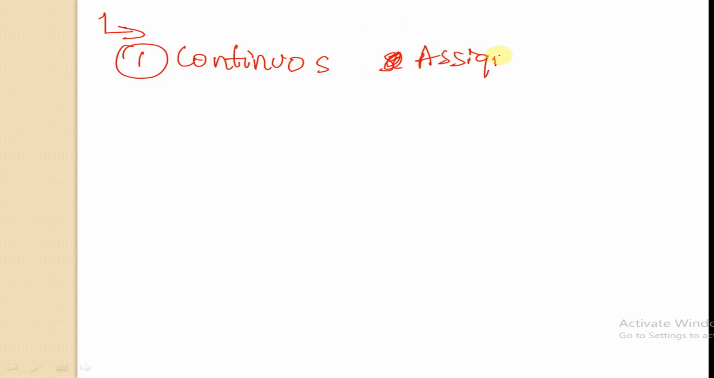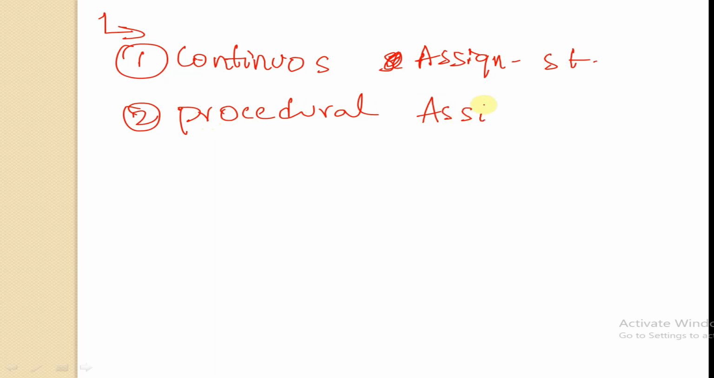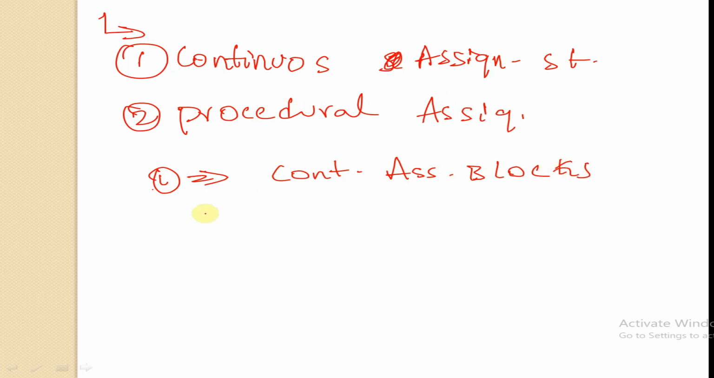So in summary, in Verilog we have two types of statements. The first one is continuous assignment statements, which we have discussed in data flow modeling. And another is procedural assignments. Continuous assignments are done inside continuous assignment blocks, and procedural assignments are done inside procedural blocks.